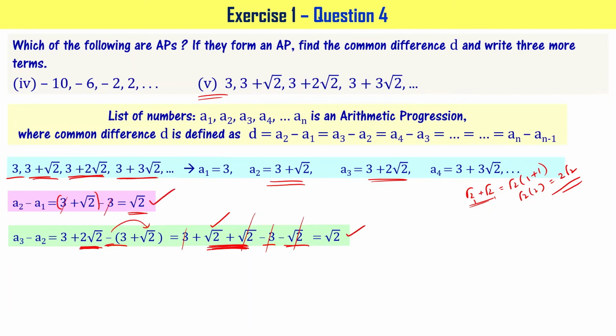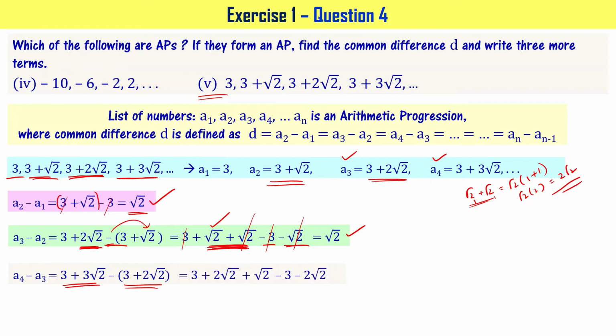Now let me find the difference between A4 and A3, right? 3 plus 3 root 2 minus 3 plus 2 root 2. When you expand this, I can write 3 root 2 as 2 root 2 plus root 2. I have written this 3 root 2 as 2 root 2 plus root 2. You can check that. And this is going to be minus 3 and then minus 2 root 2. That's what I have written. Let me cancel this minus 3 and plus 3. And I can cancel this plus 2 root 2 minus 2 root 2. Then what I have is only root 2, right?